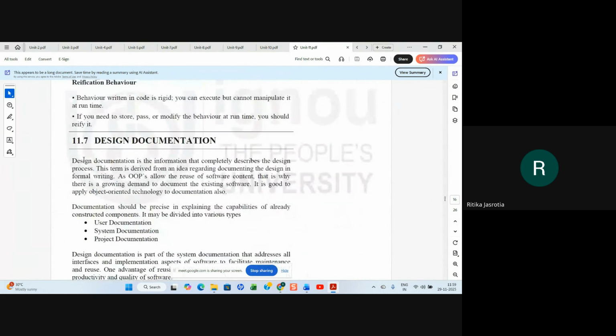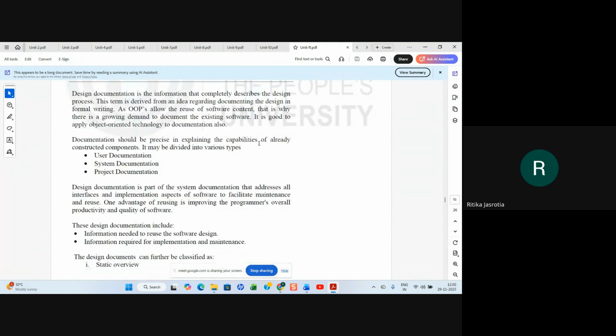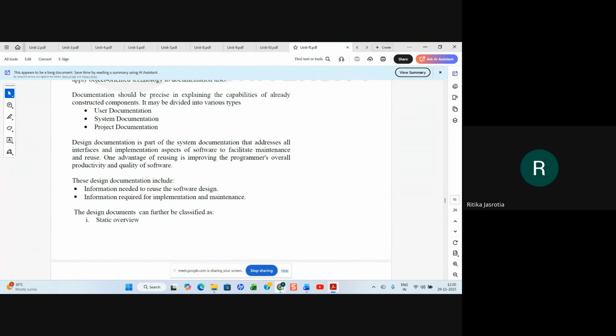So design documentation is the information that completely describes the design process. The term is derived from an idea regarding documenting the design in formal writing. And object-oriented programming allows the reuse of software content. That is why there is growing demand to document the existing software. It is good to apply object-oriented technology to documentation also. So documentation should be precise in explaining the capabilities of already constructed components. It may be divided into various types: user documentation, system documentation, and project documentation, right?